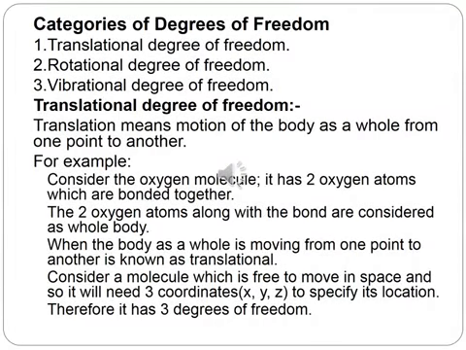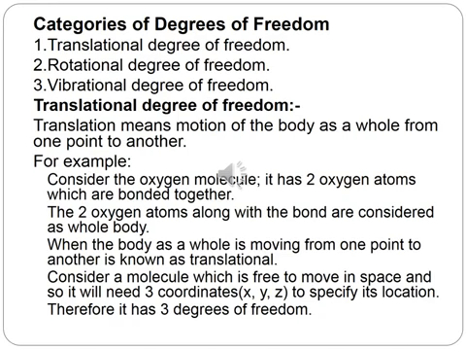Let us see what are the categories of degrees of freedom. There are three types of degrees of freedom. First one is translational degree of freedom. Second one is rotational degree of freedom. And third one is vibrational degree of freedom. First one is translational degree of freedom. It means motion of a body as a whole from one point to another.